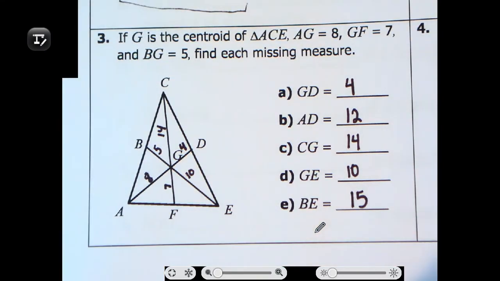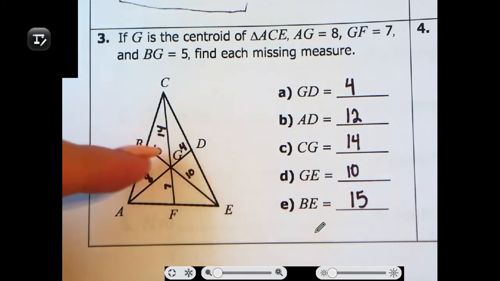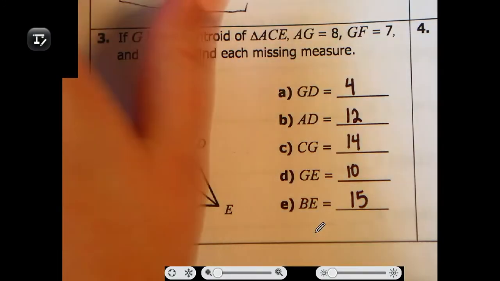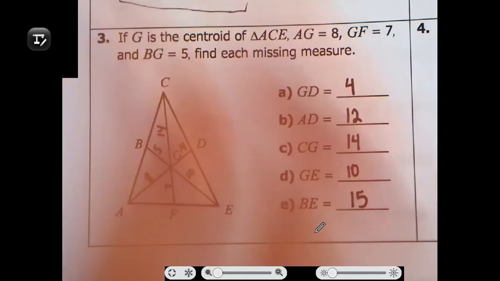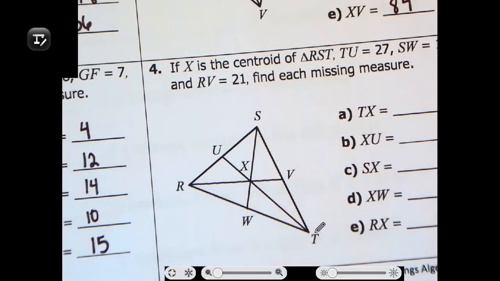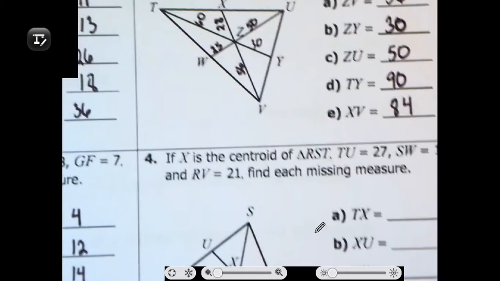And then the only one that was slightly different was BE. They asked for the whole thing, so we just add 5 and 10 to get 15. And then that's it. So let's go ahead and take a look at number 4. And 4, I am going to do with you. So 4 is going to kick it up a notch. We're going to have to use the second property on number 4, so I want to go over that one with you.